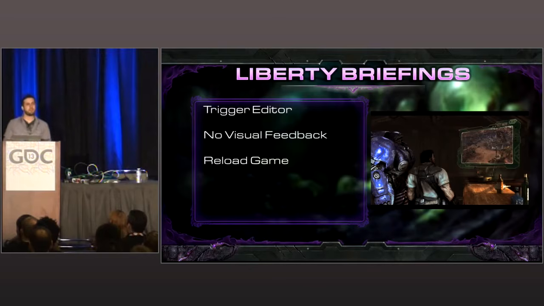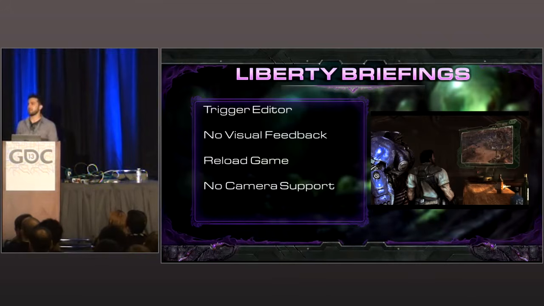So you'd go into the trigger editor and you'd say things like, Rainer walk to point A, wait 5 seconds, deliver line B, stuff like that. And then you save that change, you reload the game, and then you have to progress back to that point and watch the cutscene in its entirety to see what actually happened.